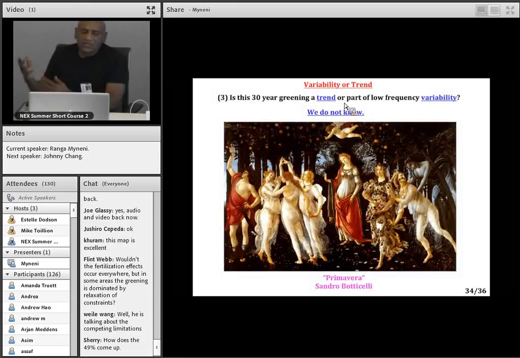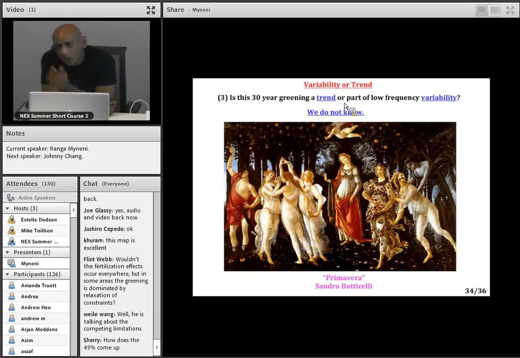So the question is, is this 30-year greening a trend or part of some low-frequency variability? The answer is I do not know. We are looking at a snapshot. But what we do know is that the snow cover on land in the spring, on northern lands in the spring period, has been progressively declining, and that is positively feeding back on temperature. And springtime temperatures have increased significantly, and spring is coming early.